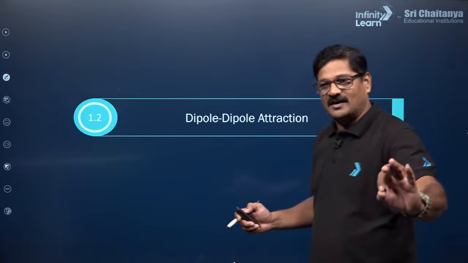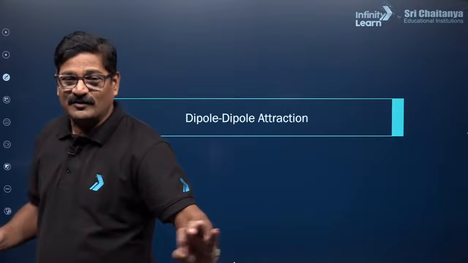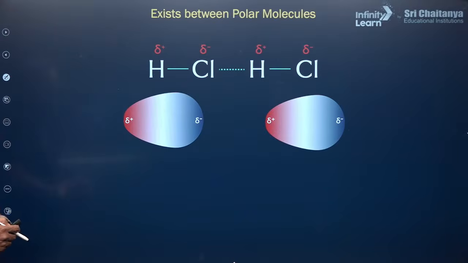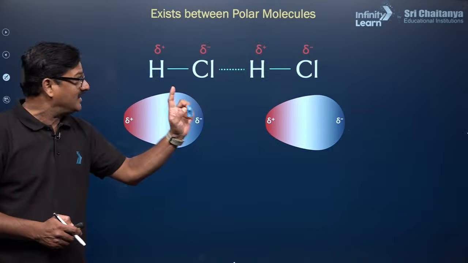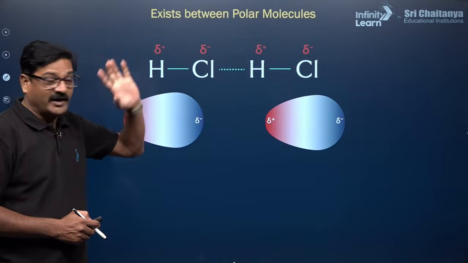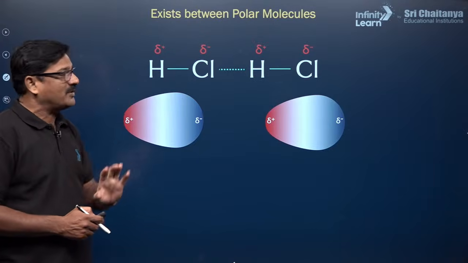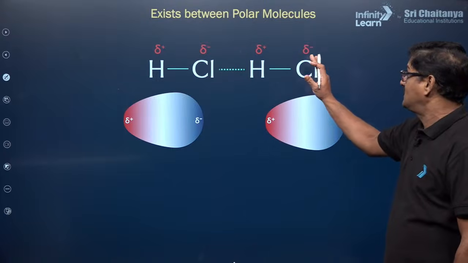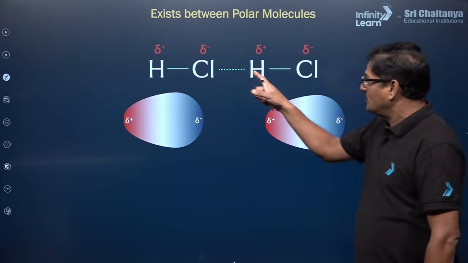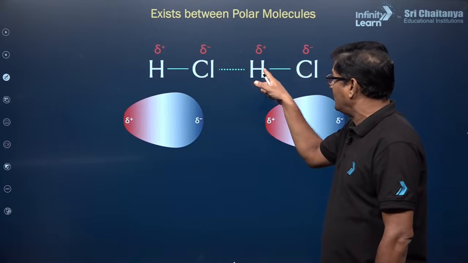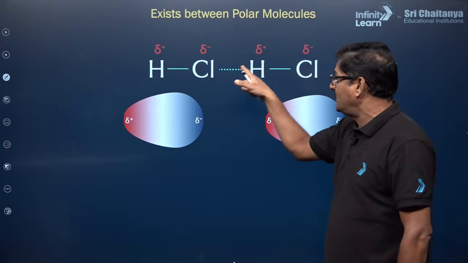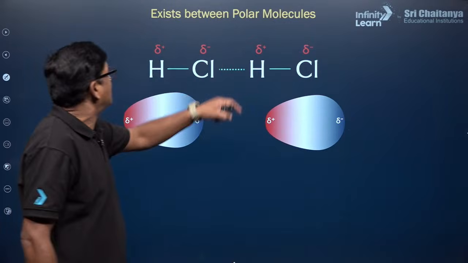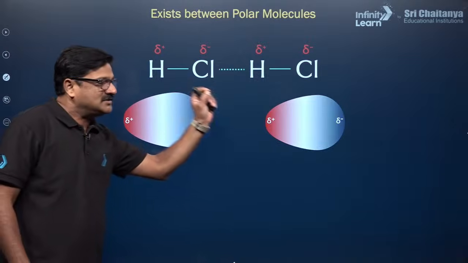So far we saw ion-dipole attraction; now we are going to see dipole-dipole attraction. What is the meaning of dipole attraction? Suppose we have HCl, hydrogen chloride. Chlorine has a negative charge and hydrogen has a positive charge. In the neighbouring HCl molecule, H plus and Cl minus. The partial negative charge of the chlorine and the partial positive charge of the hydrogen of the adjacent molecule have a slight attractive force between them. That is what is called dipole attraction.